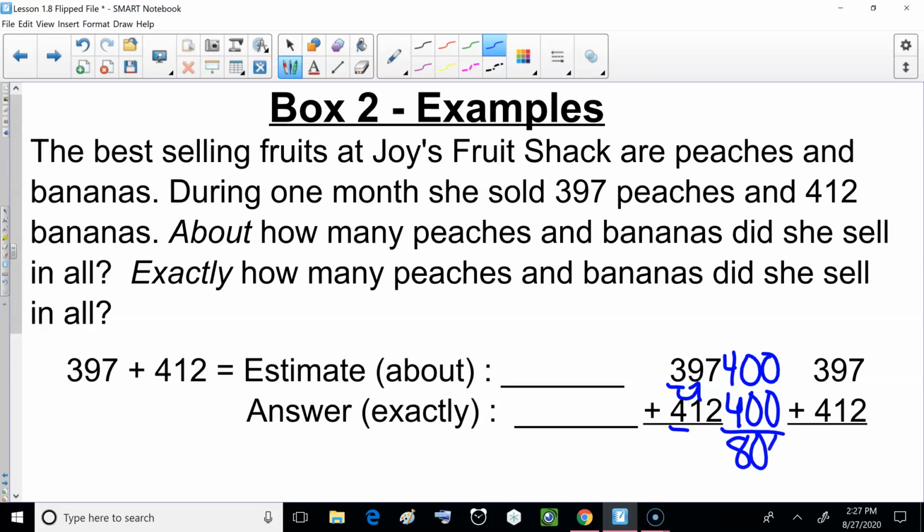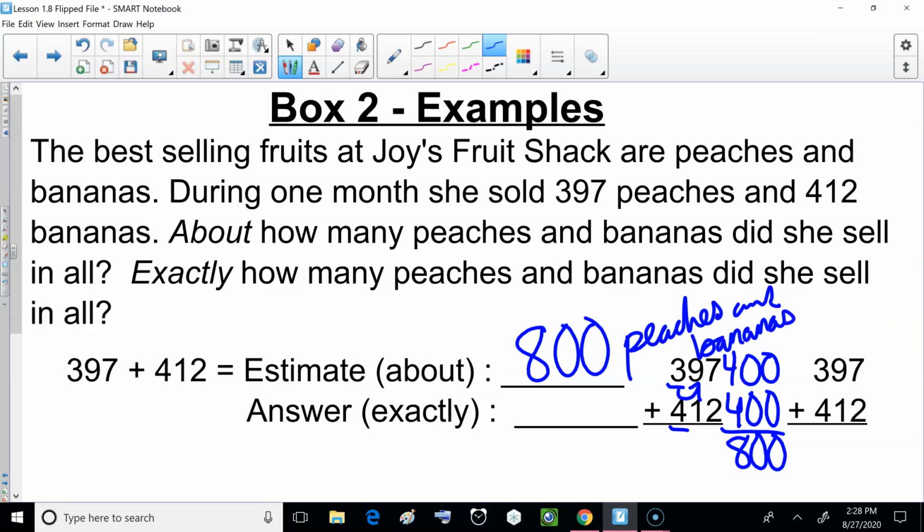So if I had to estimate about how many pieces she sold, 800 peaches and bananas. So about 800 peaches and bananas. And I probably should add the word about. So that answers question 1, but there are 2 questions to this word problem.